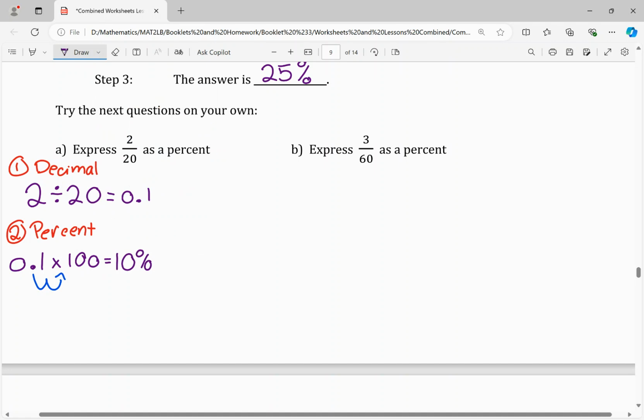When you might see this in day-to-day life, if I tell you that 2 out of 20 of my students are missing from class today, that's another way of saying 10% of my class is absent or missing.